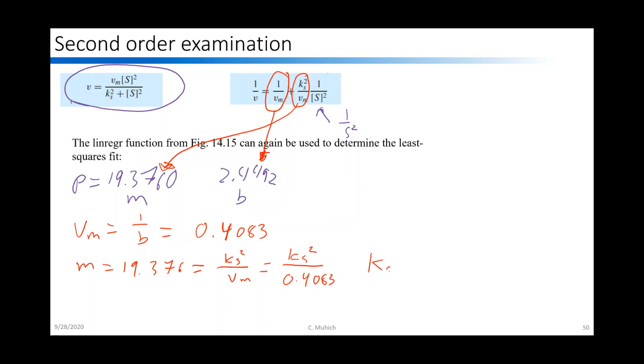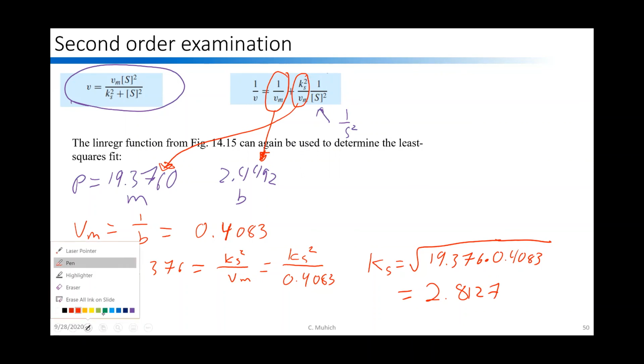Rearrange this, we get Ks is equal to the square root of 19.376 times 0.4083. Do out the math. This gives us Ks of 2.8127. Now that we have all this, I can put it all together in our equation that we're interested in.